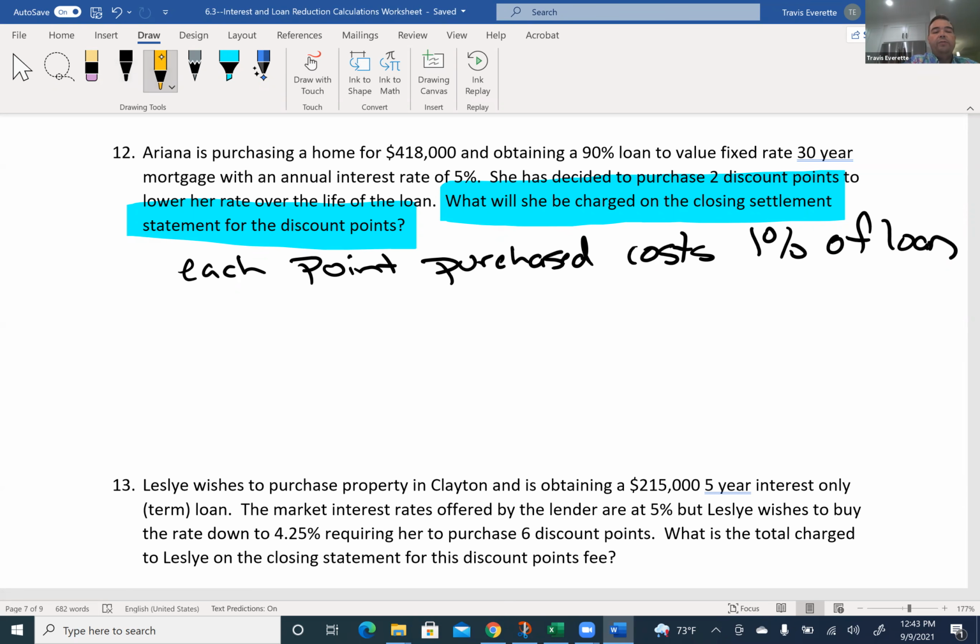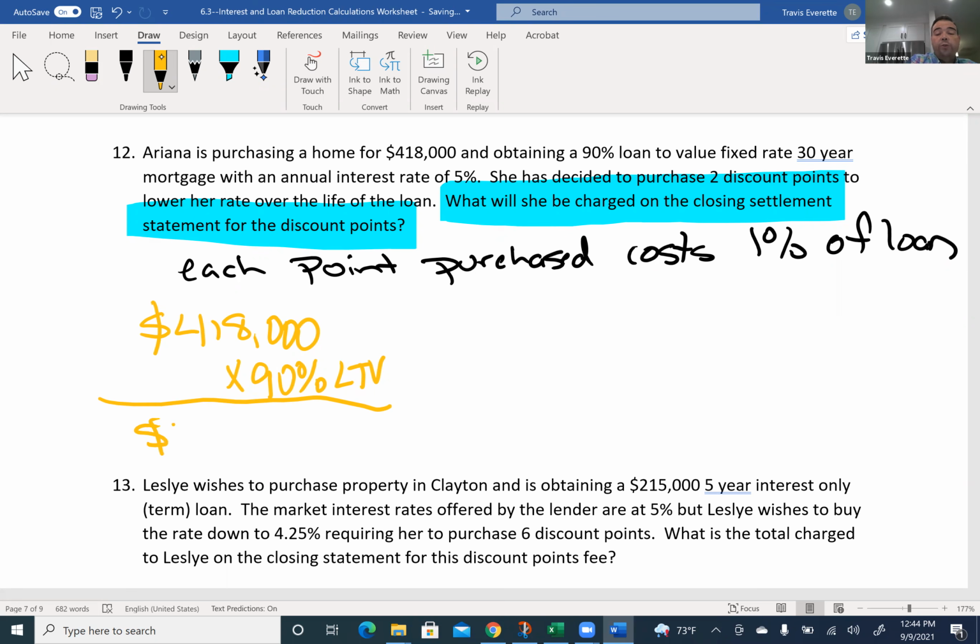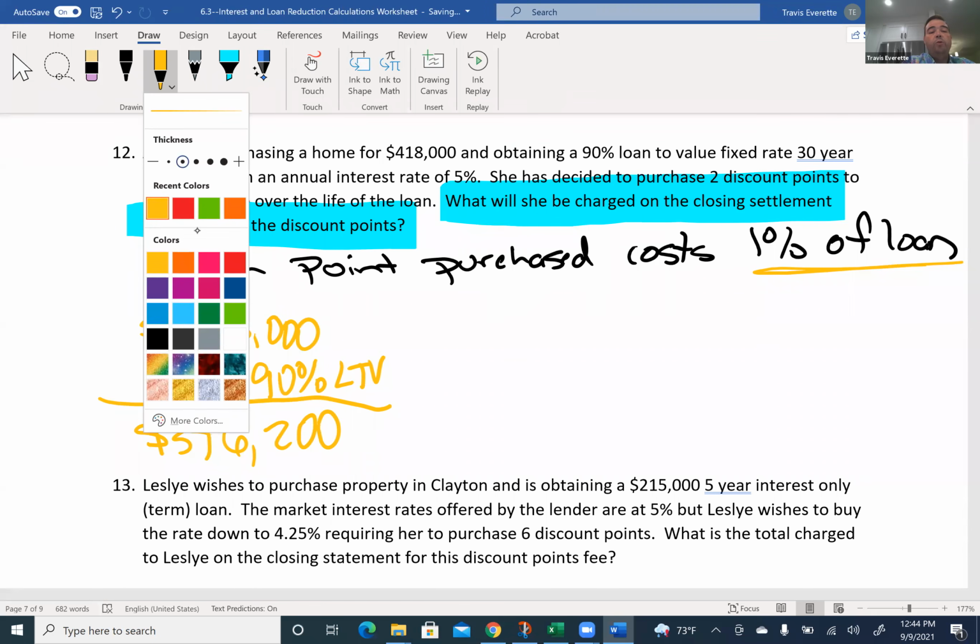So let's take a look at this. First of all, I need to know a loan amount. They did not give me a loan amount. What they gave me was a purchase price and a loan to value ratio. So from there, I can calculate my loan amount, $418,000 times 90% loan to value. And why do I need to know that this loan is for $376,200? Because, just as a reminder, they cost 1% of the loan, not 1% of the purchase price, 1% of the amount that's borrowed. So it's a little bit different story.